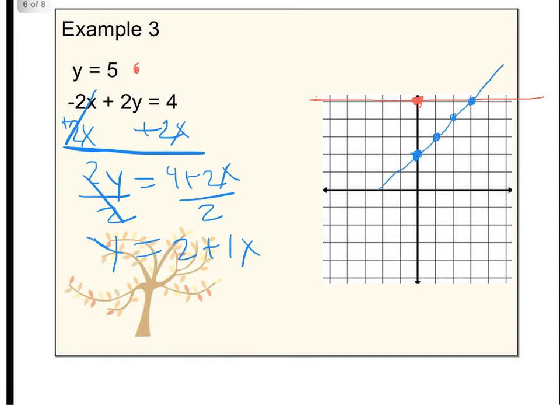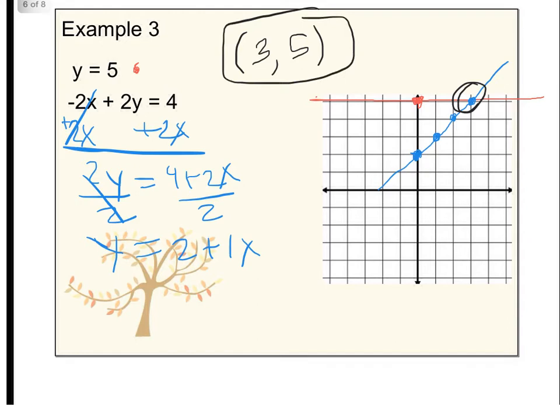I see a point where my lines cross, that is my solution. So in this case, my solution is going to be 3 for my x and 5 for my y. And that one is done.